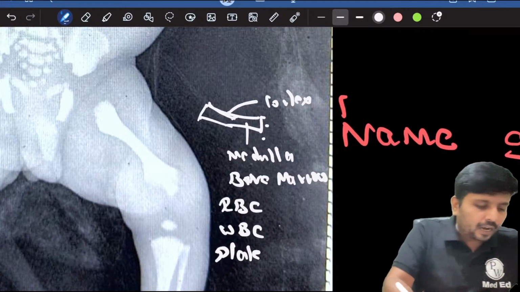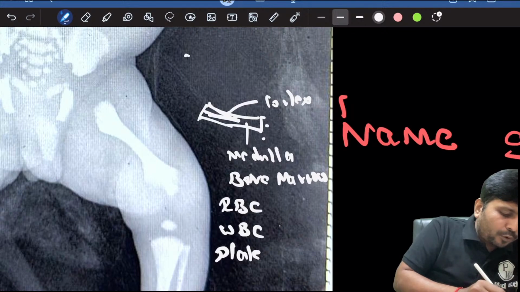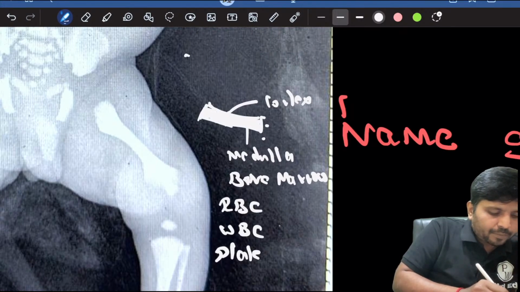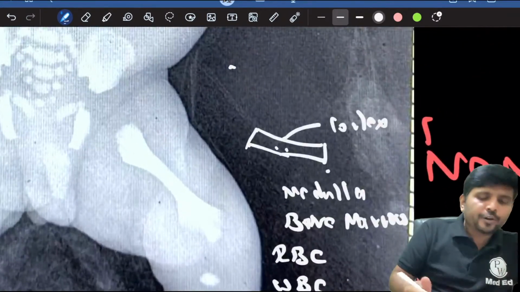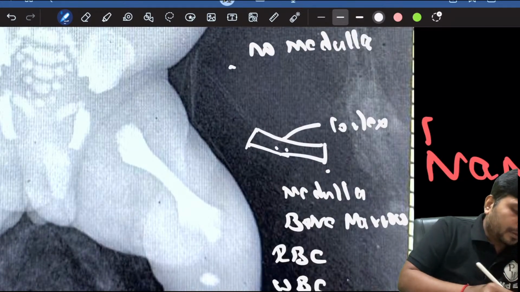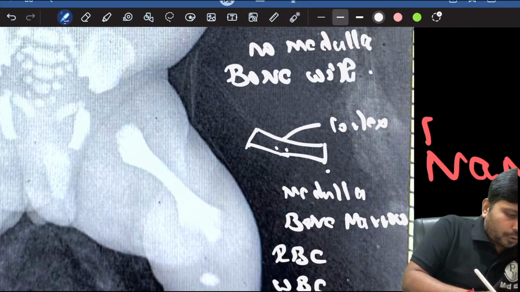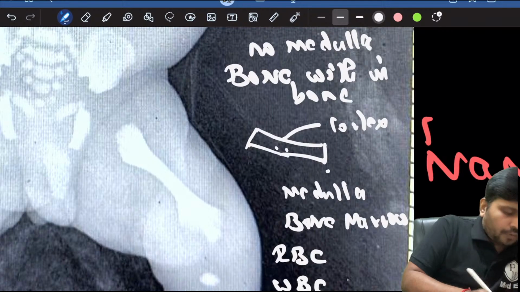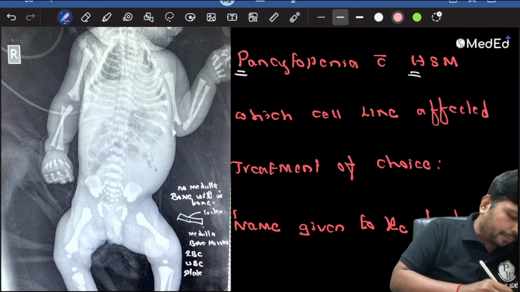What will happen in osteopetrosis? So this is a case of osteopetrosis where bone marrow is replaced by bone. There is no medulla. Okay, so this is called bone within bone. What is this disease, my dear boys and girls? This is nothing but a case of osteopetrosis.